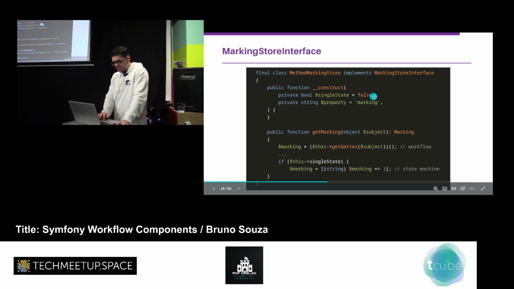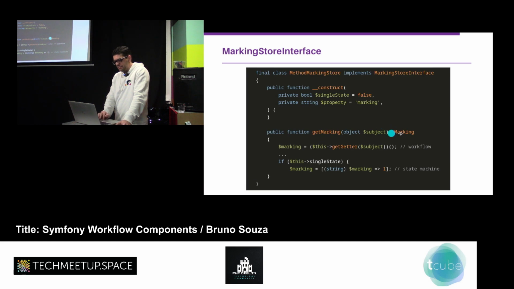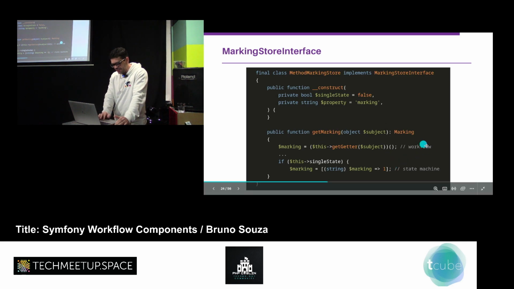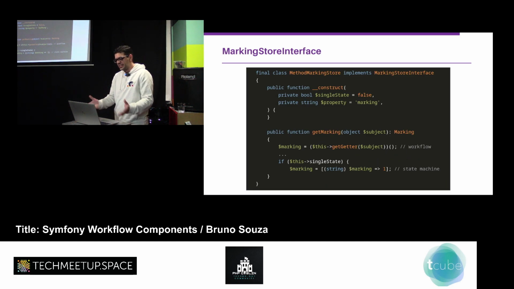And if it's true, it goes through the state machine, so it will create some validations and some blockings if you are using more than one state at the same time. And you have the get marking, which is the other method on the other interface, which just returns an array in case it's a workflow, because you can have more than one state at the same time. And if you are using the state machine, you have a return as a string.